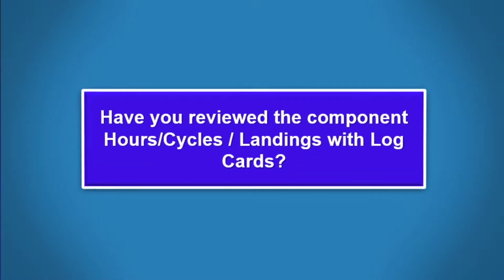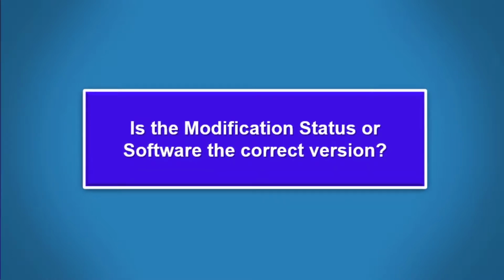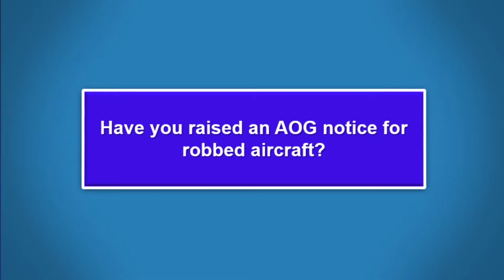Have you reviewed the component hours and cycles or landings with the log cards? You must ensure that these are in order during the robbery process. Is the modification status or software the correct version? Different aircraft may require different software configurations. Have you raised an AOG notice for the robbed aircraft? We must ensure that the change in status is known.